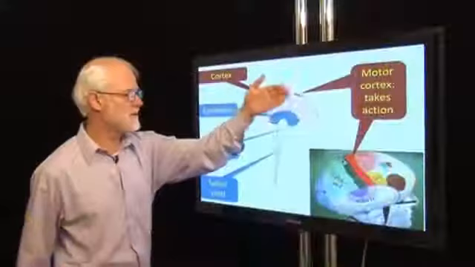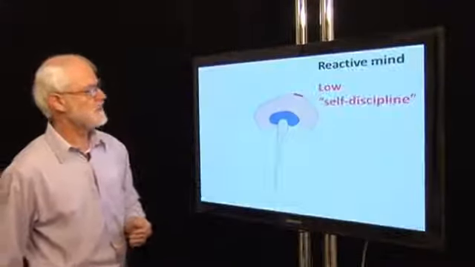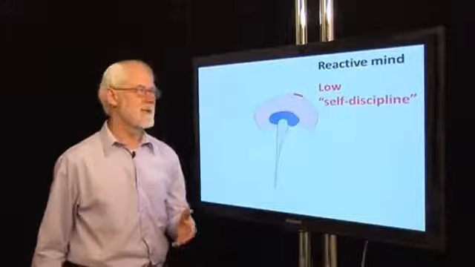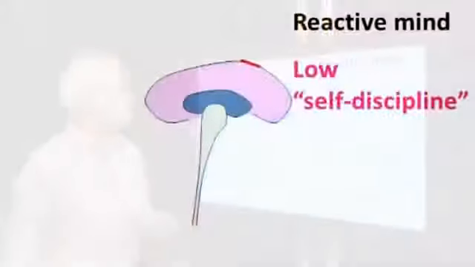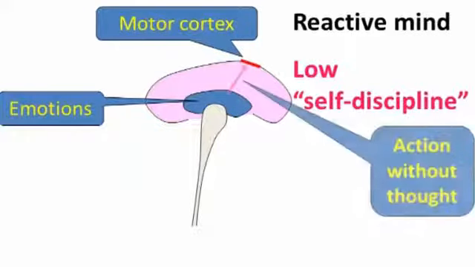So this is a vertical section through the brain like this. Let's look at a pupil with a reactive mind, with low self-discipline. An emotion comes up in the emotional part of the brain and immediately connects to the motor cortex to take some action. They may say whatever comes into their mind, they may get up and move, they may take something which doesn't belong to them.